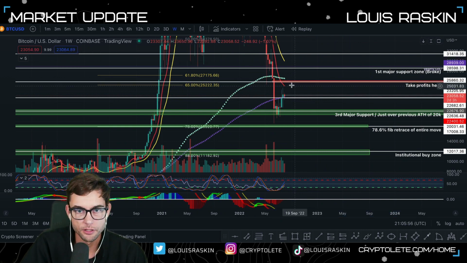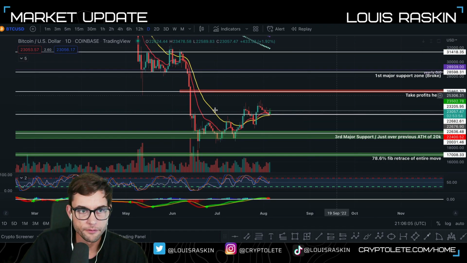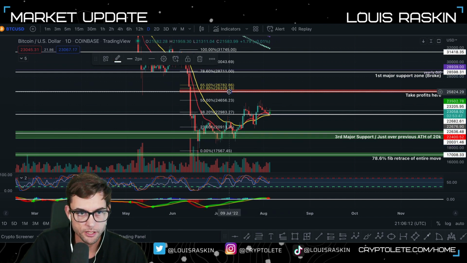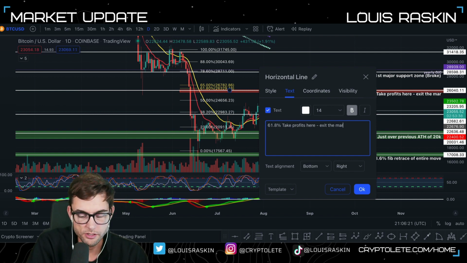All right, well, here's a good level on the weekly. Go down to the daily, take the Fibonacci from here to here, origin of the move down to the bottom. So yeah, this is the 61.8. This is where I would want to take all profit and just exit the market.